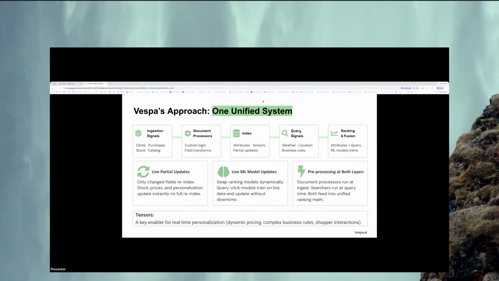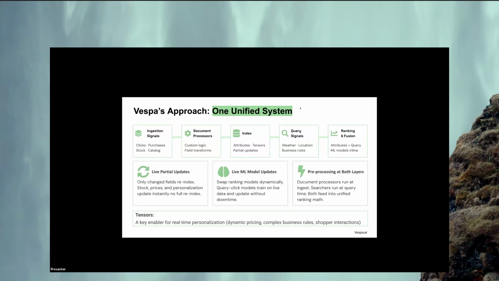Zohar? Thank you, Bonnie. So yeah, let's review how Vespa streamlines the signal integration. It can be done during ingestion for document level signals. It can be done during transformation and indexing. And at query time, it can be done during query enrichment and ranking. All of that within a single system. So document level signals are ingested into Vespa, and this includes click streams, purchases, stock level, the catalog. They all flow into the same document and are stored with the product themselves.